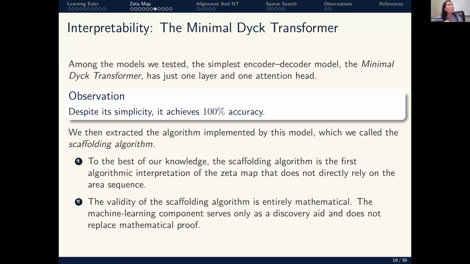And we prove that the scaffolding algorithm is actually the zeta map, and its validity is entirely mathematical. So the machine learning component, which I'll describe briefly in a moment, is only a discovery aid, and it does not replace the mathematical proof.